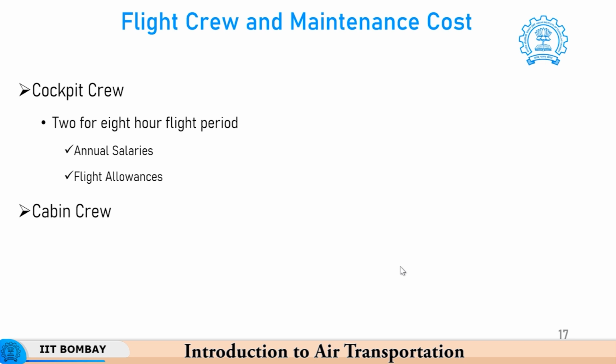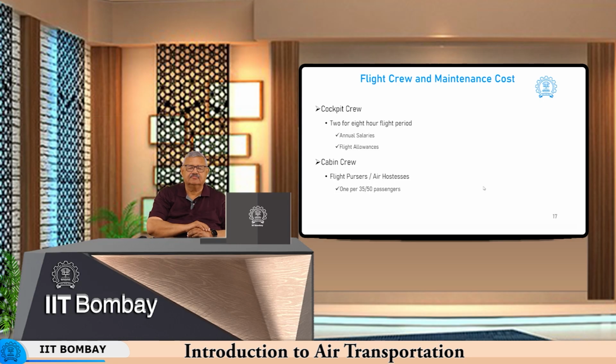Then you have cabin crew members who are the ones that serve the passengers in the cabin and are meant for ensuring safety during the operation in the cabin and especially during emergencies. So, these are the flight pursuers and the air hostesses. The general industry norm is that you need to have one person in the cabin crew for about 35 passengers or 50 passengers, depending on whether you are operating a commuter service or a mid-range service.